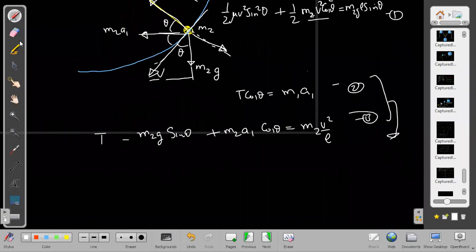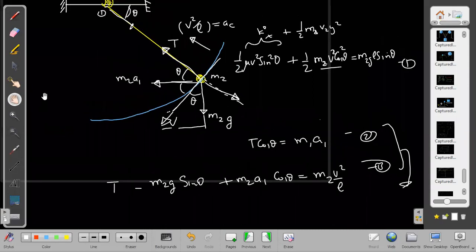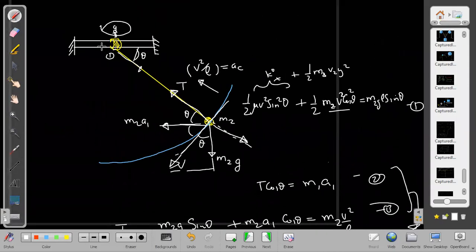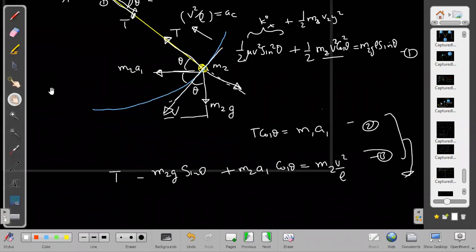Sir, in the second equation also M2 a1, I think. T cos theta, and it has acceleration a1. So T cos theta is equal to, for top you have written that is right only. We are seeing down, sir.